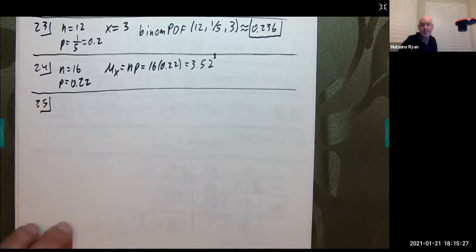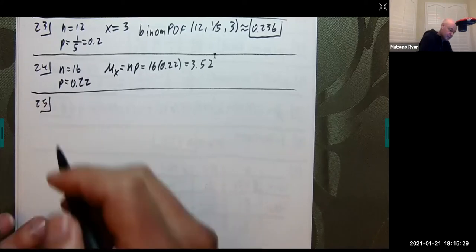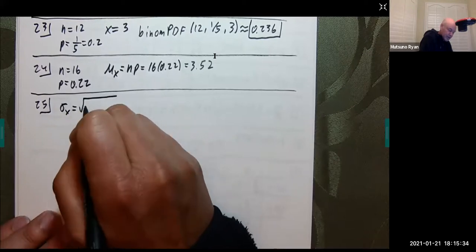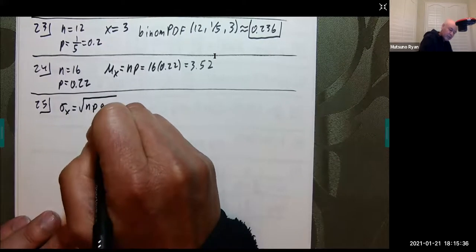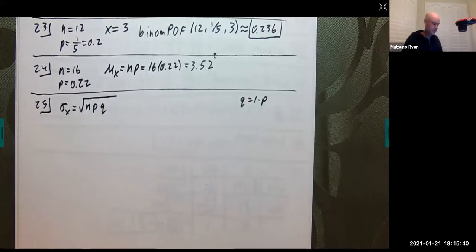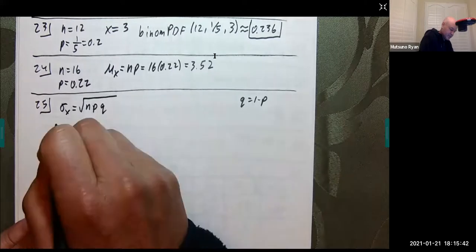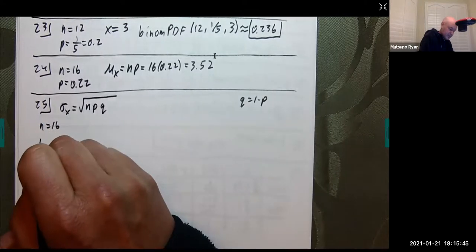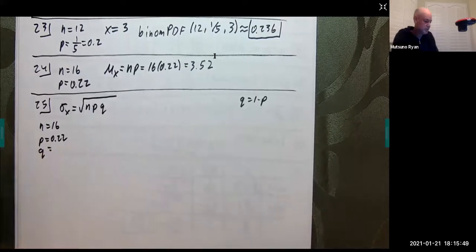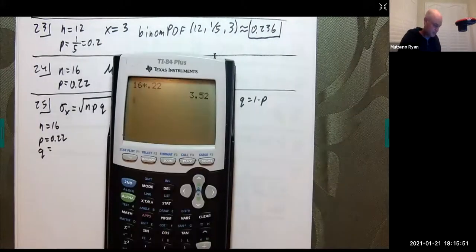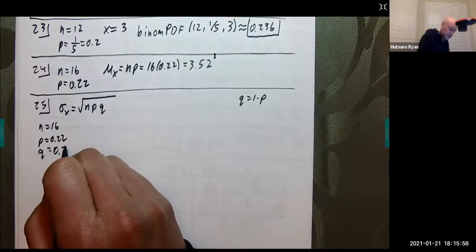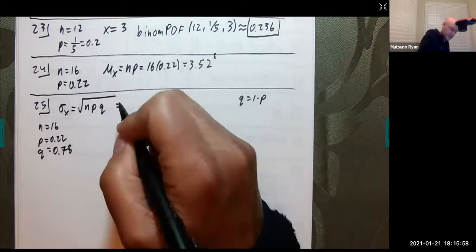25 is the same information, except now they want the standard deviation. And standard deviation is the square root of n times p times q. Remember, q is 1 minus p. So in this case, we have n is 16 again, p is 0.22, and q, 1 minus 0.22. So plugging that in.